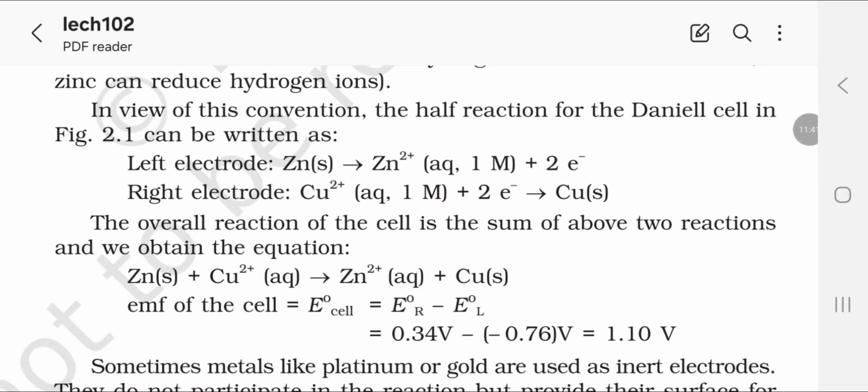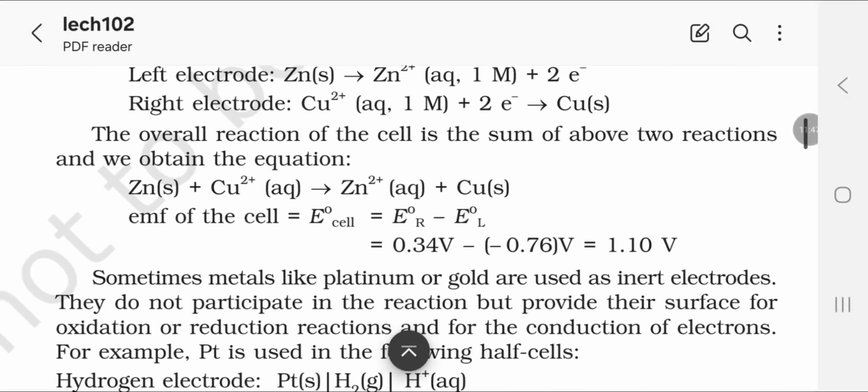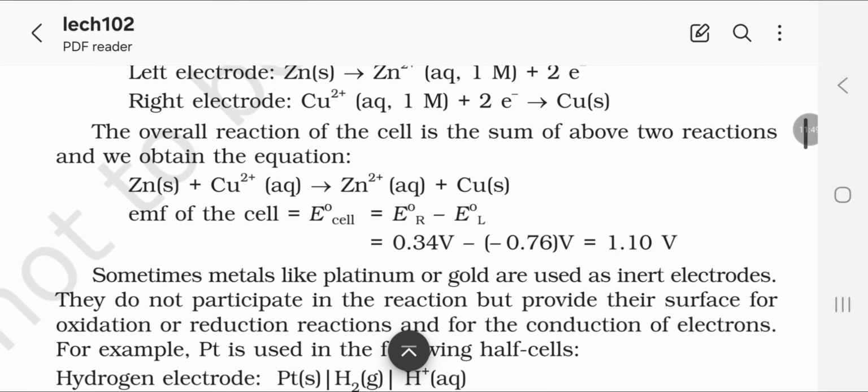The overall reaction of the cell is the sum of the above two reactions, and we obtain the equation Zn plus Cu2+ gives Zn2+ plus Cu. EMF of the cell, E°cell, is equal to E° right minus E° left, that is 0.34 volt plus 0.76 volt gives 1.10 volt.